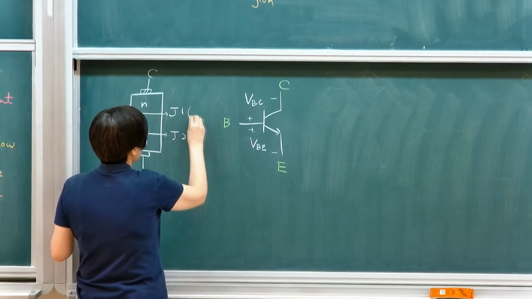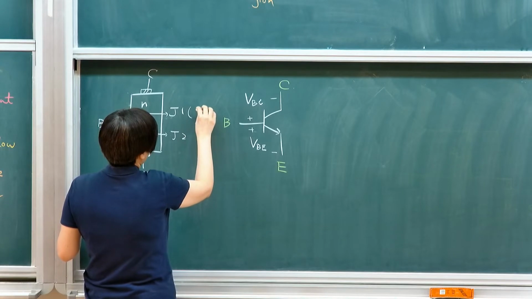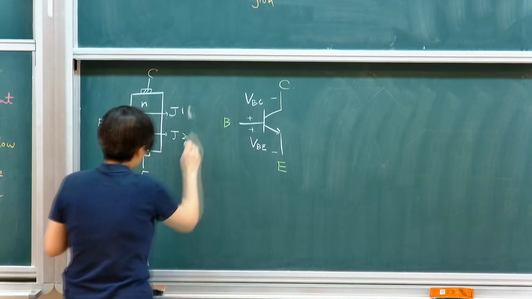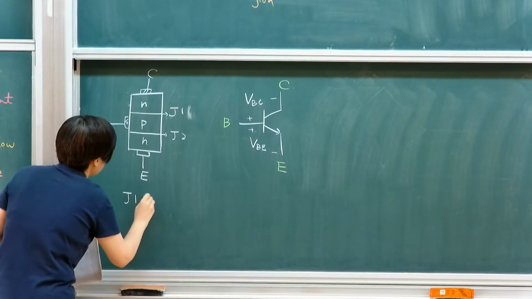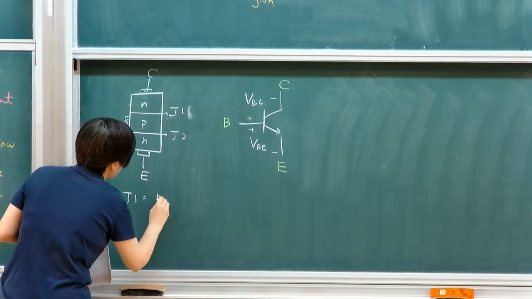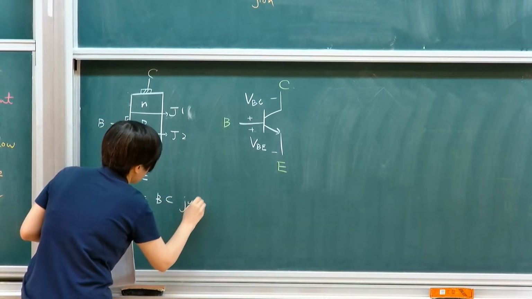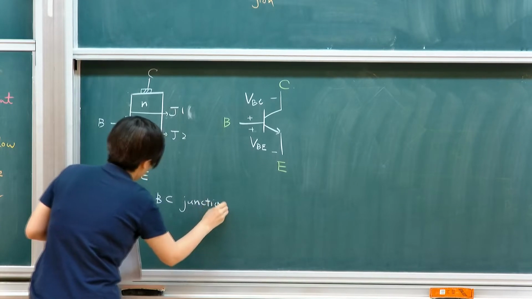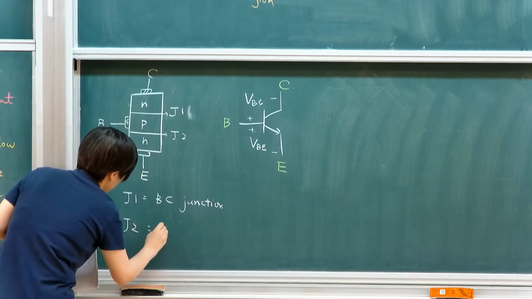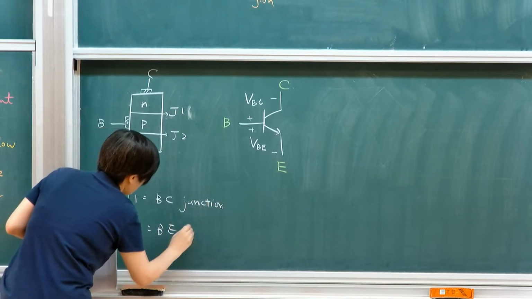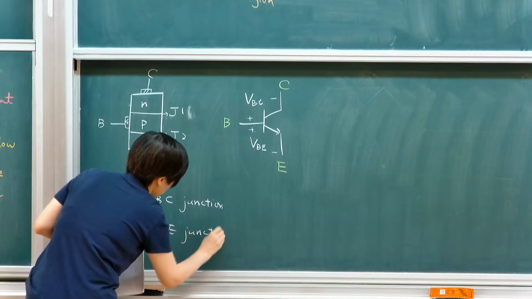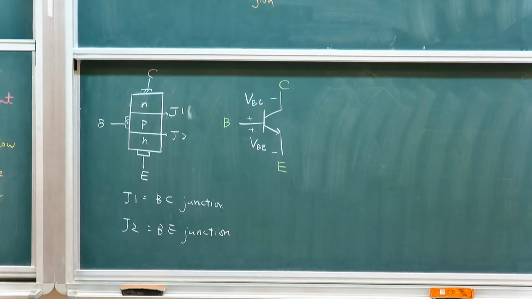Let me write it down here. J1 is referred to as the BC junction, and J2 is the BE junction. As I said, because there are two junctions, they can either be forward or reverse. Therefore, you can assume that this device would have 4 operating regions.